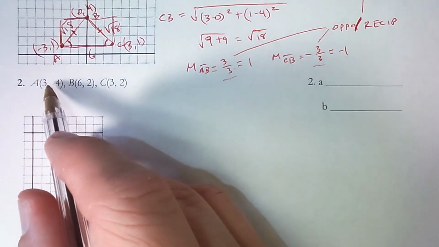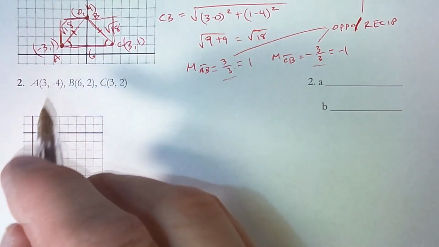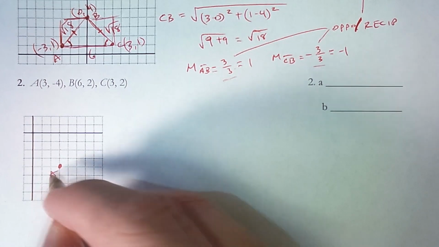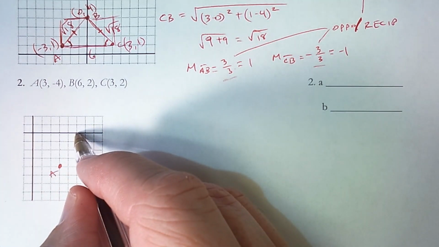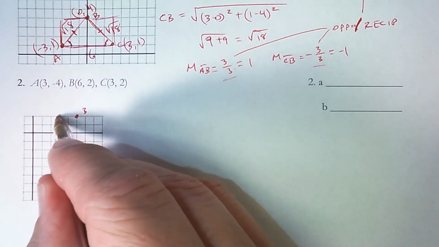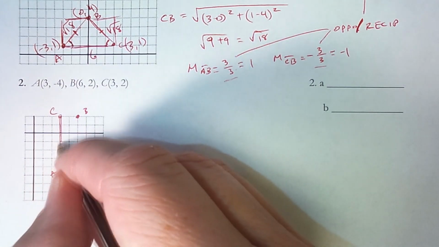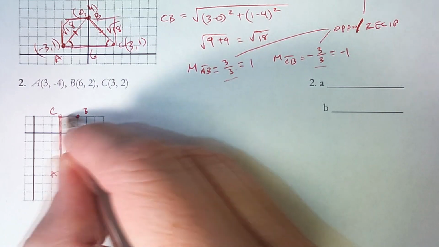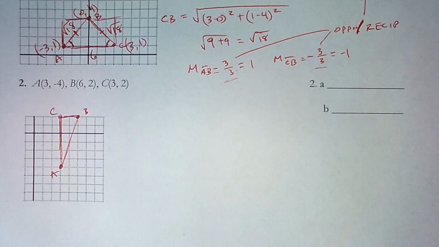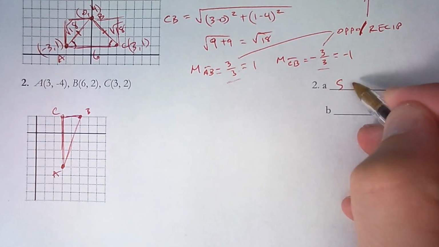Number 2, 3, -4. So there's A, 6, 2, there's B, and 3, 2, there's C. Now on this one I can clearly see no two sides are the same length. I'm going to call it scalene.